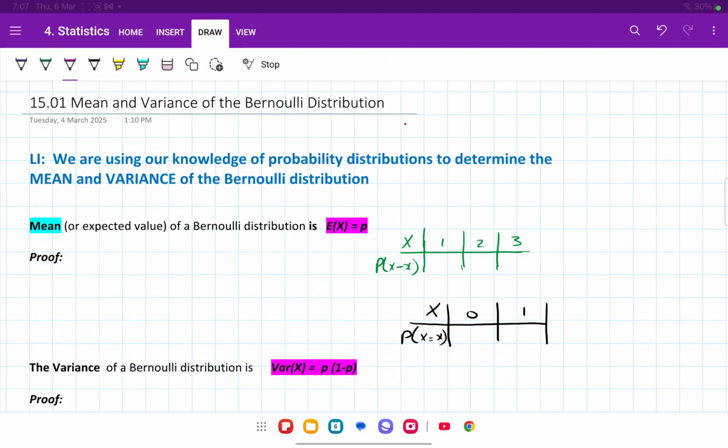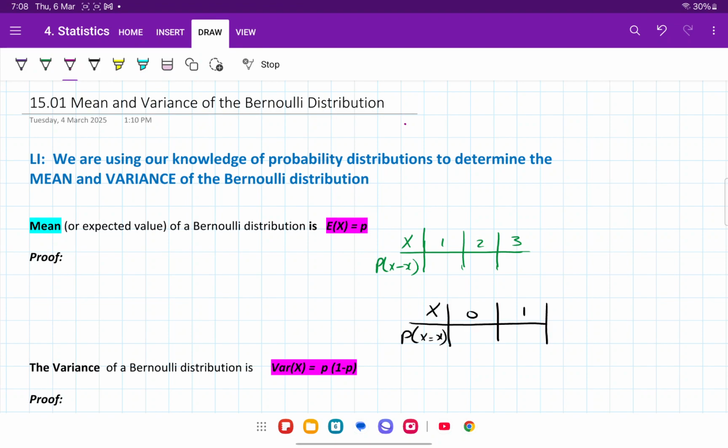Hey guys, today we're going to have a look at the mean and variance of the Bernoulli distribution. It's basically a follow-on from last year when we did probability distributions and we found expected value, we found mean, and we found variance. So we'll be tapping into those formulas that we did last year for this.